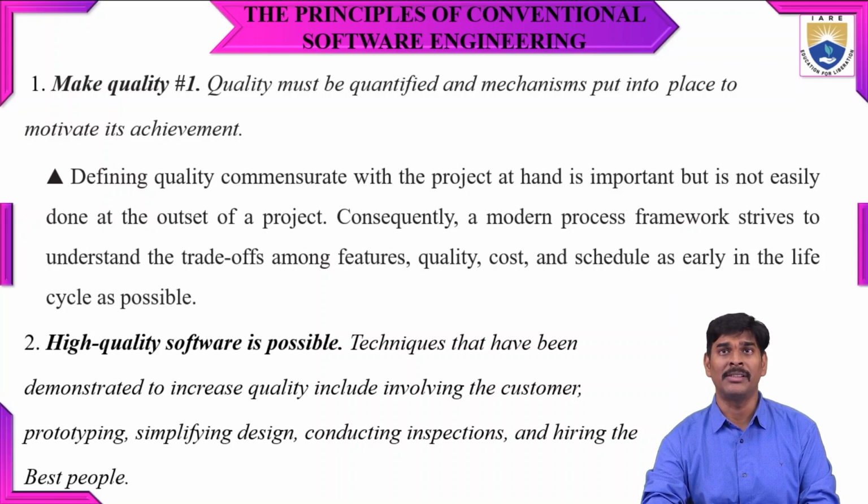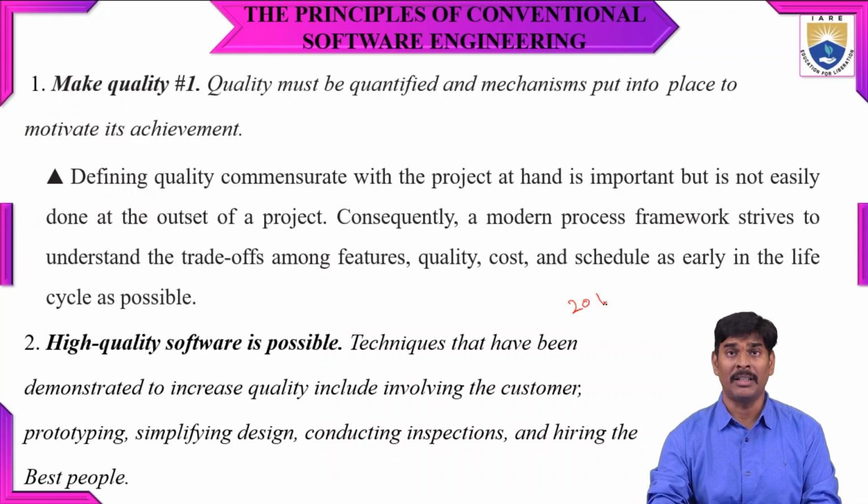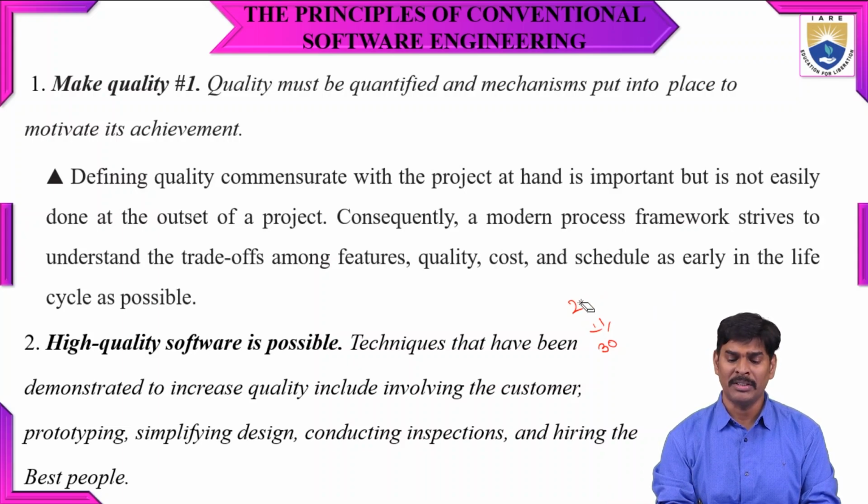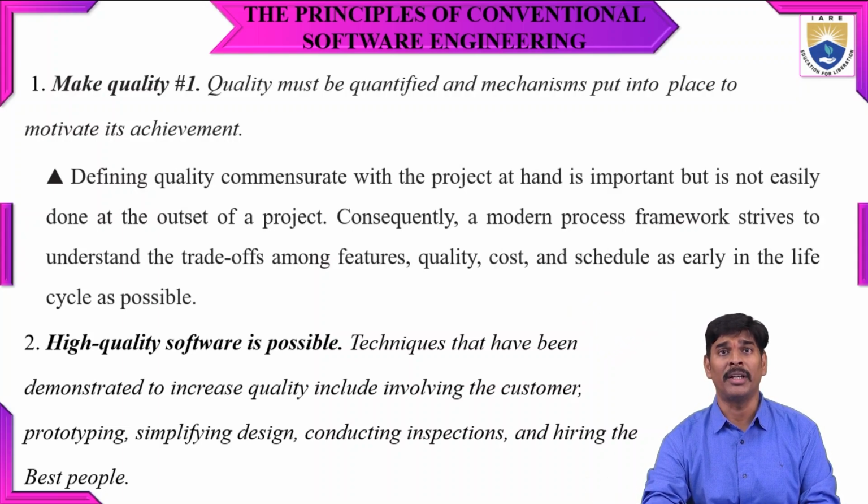Today we are going to discuss the main principles of conventional software engineering. Here we have 201 principles, and among them mainly 30 principles are very important. These 30 principles are implemented in any organization, not only in software engineering, so we can use them in software industries and software projects. These principles are very important while doing any product or project or implementing any software.